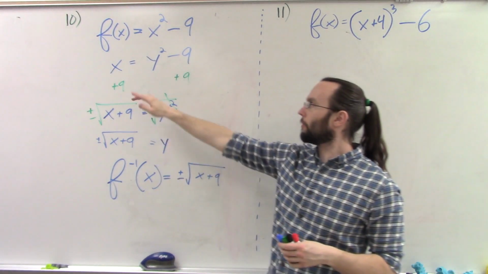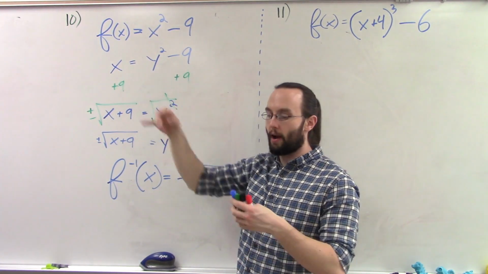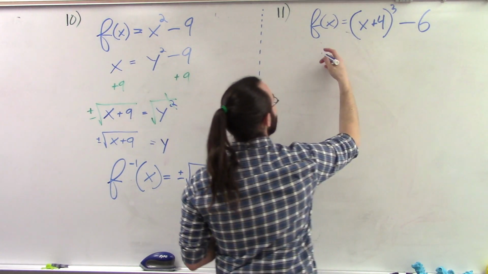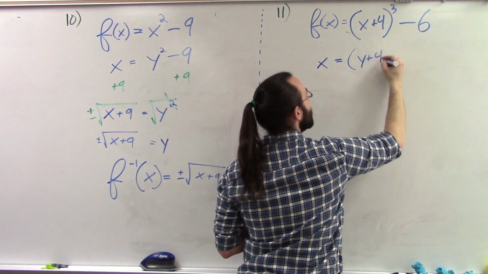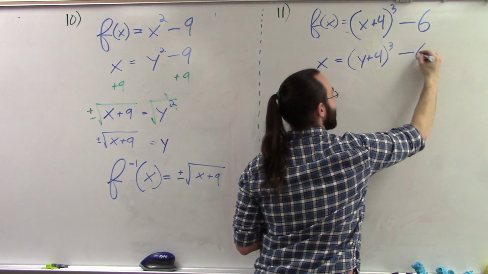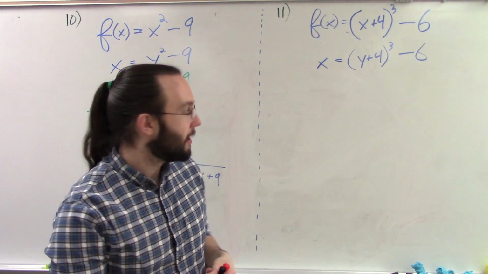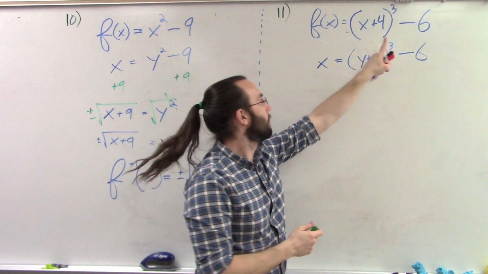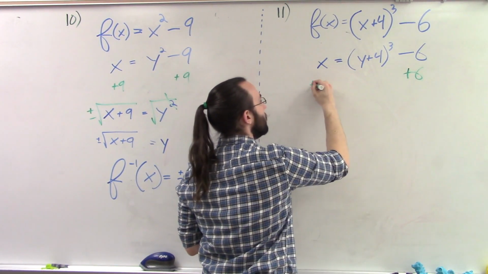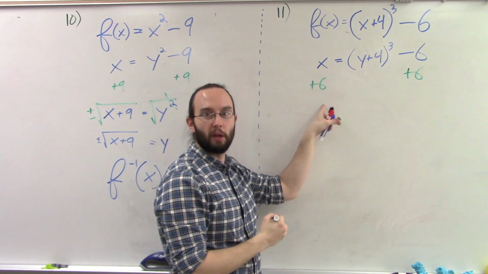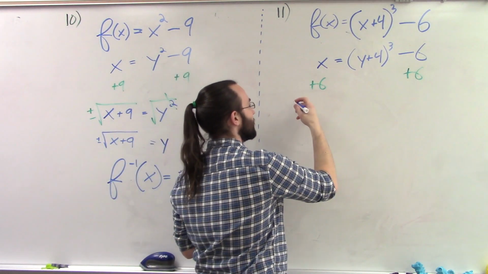Same process as before. To find that inverse, we want to switch f of x with y, and then switch our x and our y variables. So this is going to be x equals y plus 4, quantity cubed, minus 6. The goal is to get an equation where y equals some stuff. So to get y by itself here, well, we can add a 6. And once again, we have x plus a number. Those are not like terms. So x plus 6 is just x plus 6.